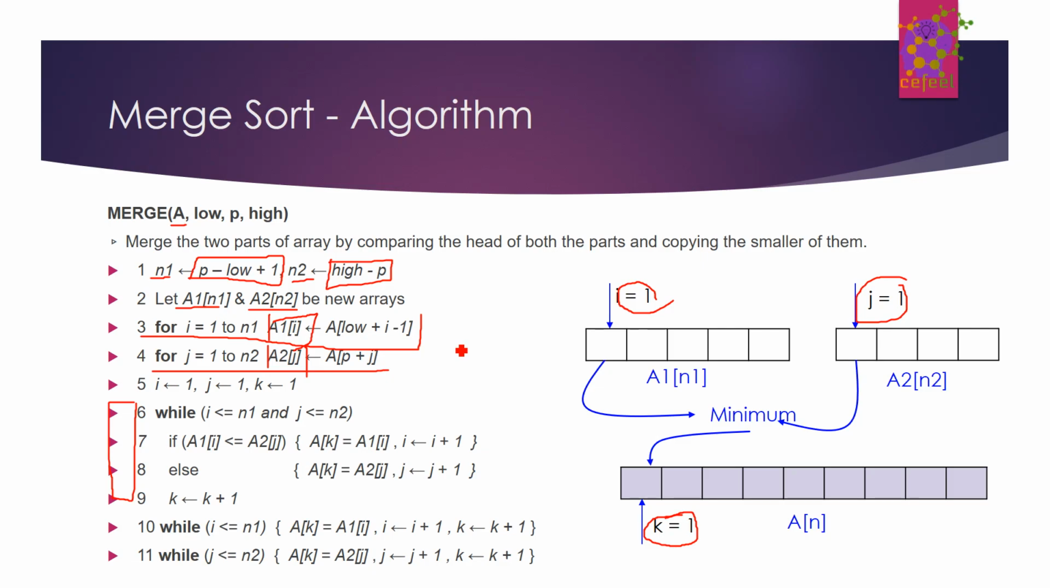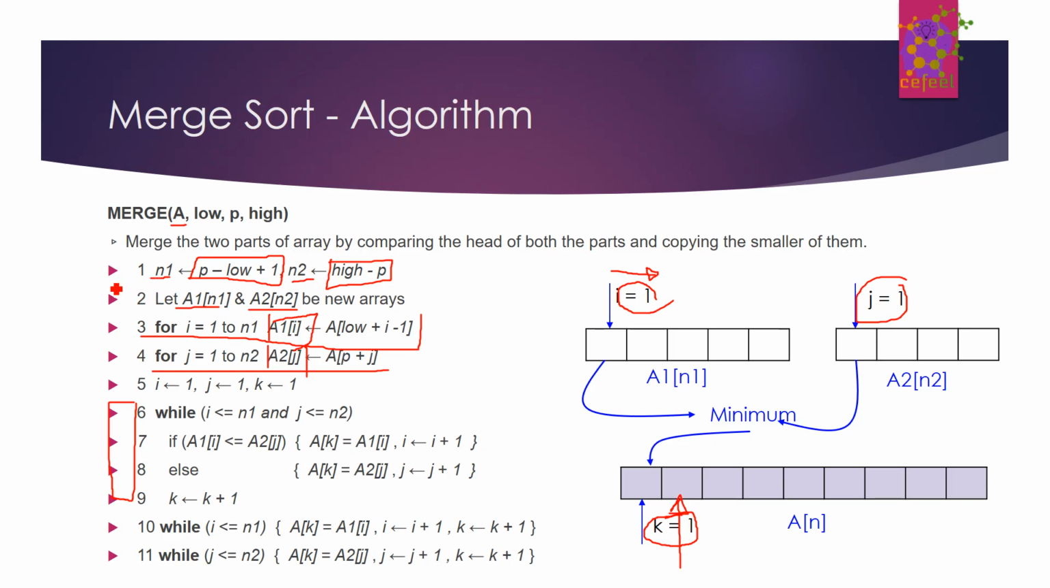copied to k. Now whichever element was copied, if it was from A1, then we increment that pointer i. Let's say we copied from i, we increment the pointer i, and then we again compare the values of A1[i] and A2[j], and then find the minimum and again place it at the next position k. So this is the general strategy.